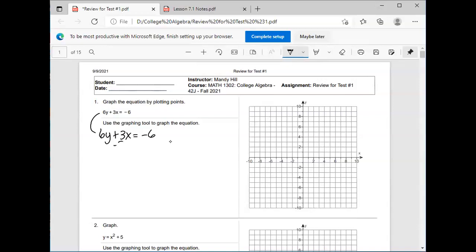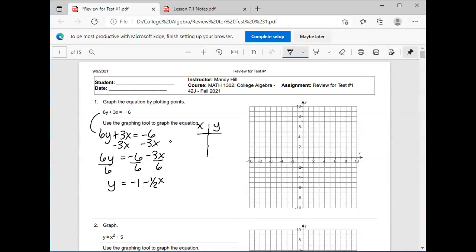So to do that, we would subtract 3x. So 6y is equal to negative 6 minus 3x. Divide every single thing by 6. And so y is equal to negative 1 minus 3 over 6, which ends up being negative 1/2 times x. Okay. On the next one, I will go to the graphing calculator, but on this one, I don't think we need to do that.